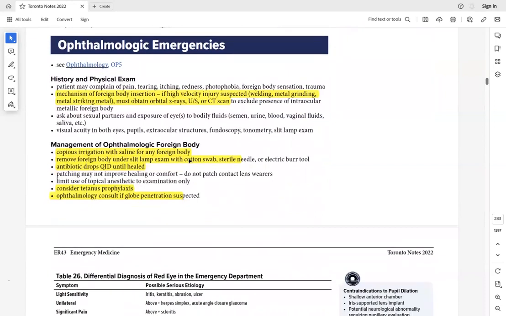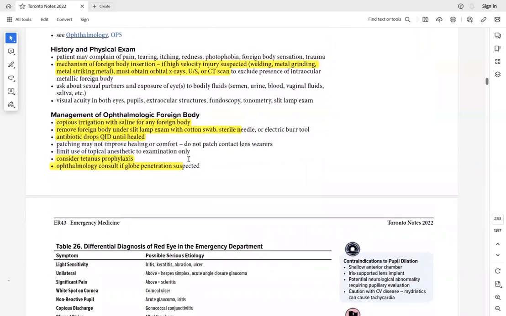Then ophthalmological emergencies. If the patient has any foreign body in the eye, just wash it with copious irrigation with saline. Okay, do copious irrigation with saline, and then under slit lamp examination, remove it with a cotton swab or a sterile needle. And always, because a foreign body is in the eye, what do we have to do? We have to give tetanus prophylaxis and antibiotics.